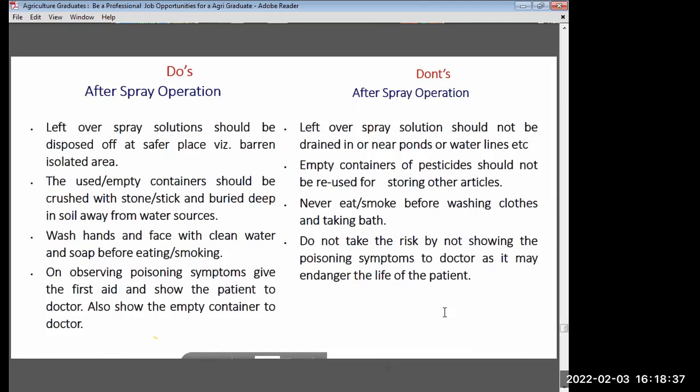If there is any giddiness, poisoning symptom, or running nose, you have to take yourself to the nearby doctor. Next.